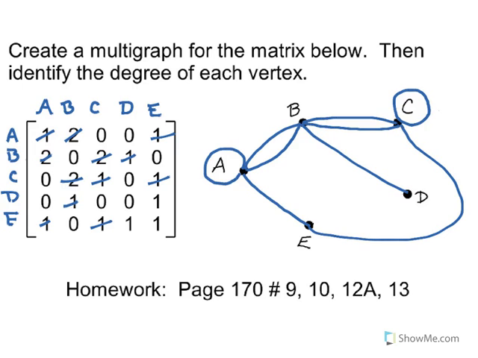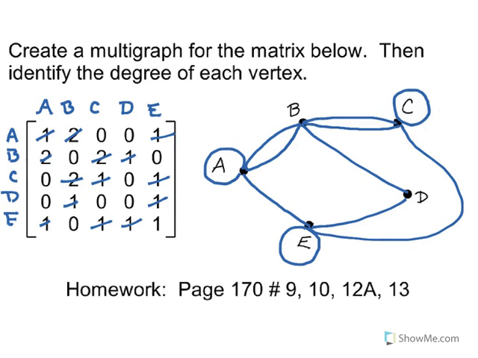Now we're in row D. The only number I haven't crossed off is the 1 under DE, so I need a line segment from D to E. So that can go right there. And last but not least, I have to have a connection from E to E, so a loop around E. Alright, so that's the multigraph.